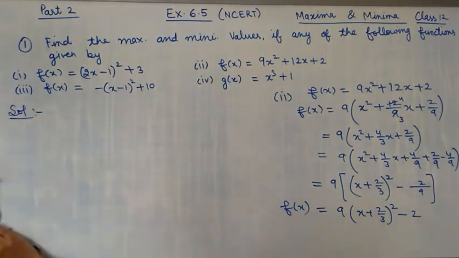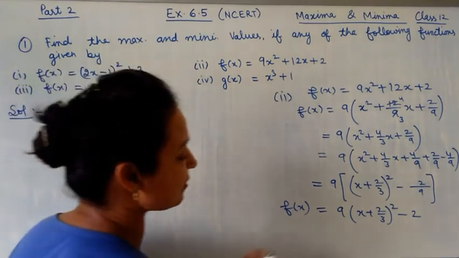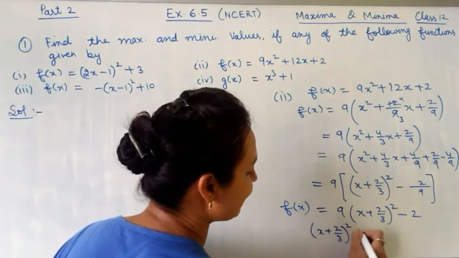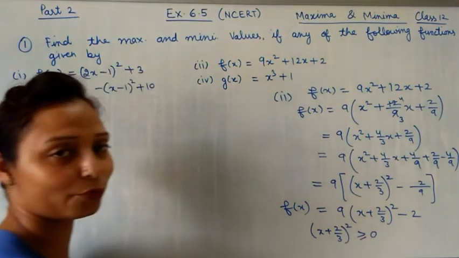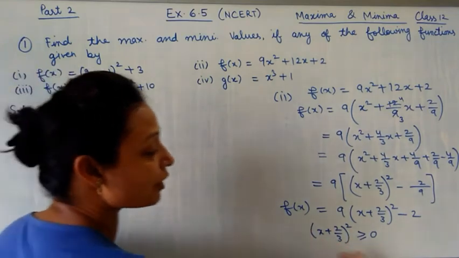You always take half the coefficient of x, right? After this, there is a square. Square is always a positive quantity. So I will write (x + 2/3)² is greater than or equal to 0. Okay. Now multiply by 9. I want to make the function here.